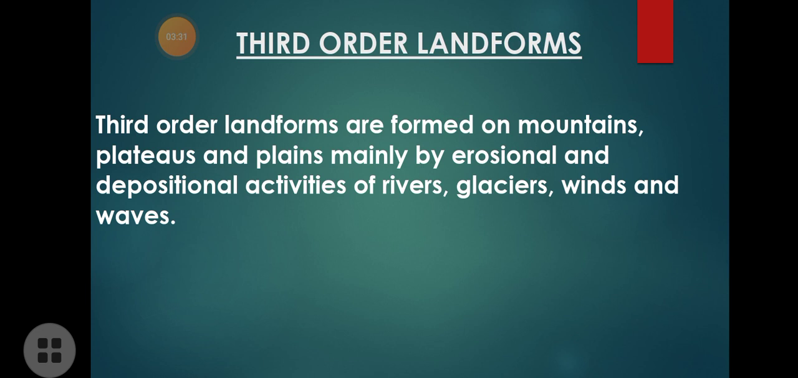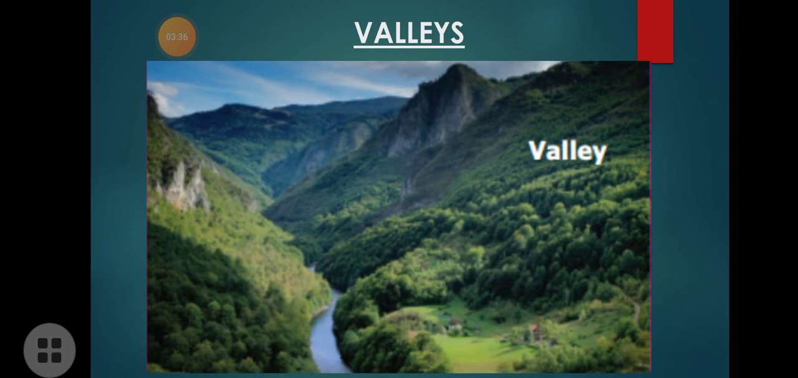So these are the third order landforms. Look at the valley here. One of the examples of third order landforms are the valleys. So how are valleys formed? They are formed because of the erosion of the mountain.